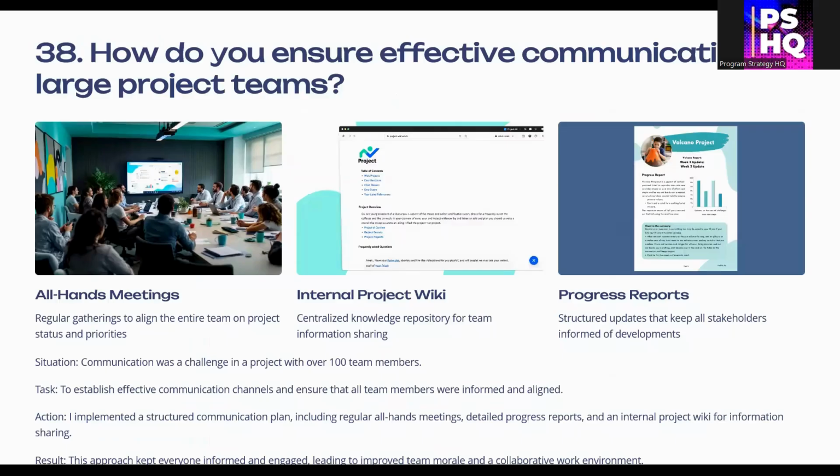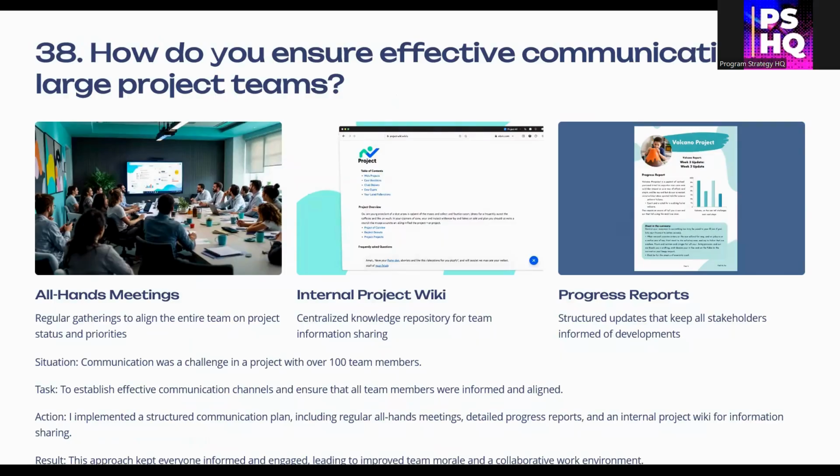Now let's talk about question 8. How do you ensure effective communication in large project teams? Here's a structured response. Communication was a challenge in a project with over 100 team members. My objective was to establish effective communication channels and ensure that all team members were informed and aligned.